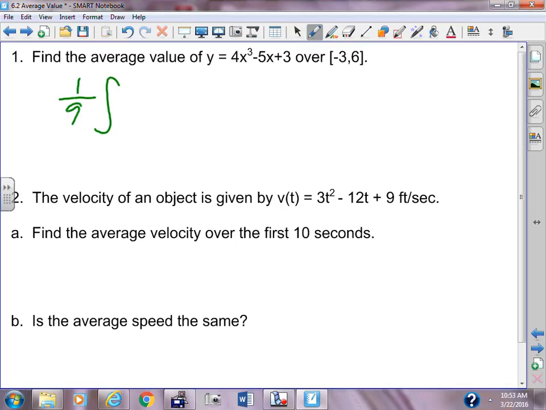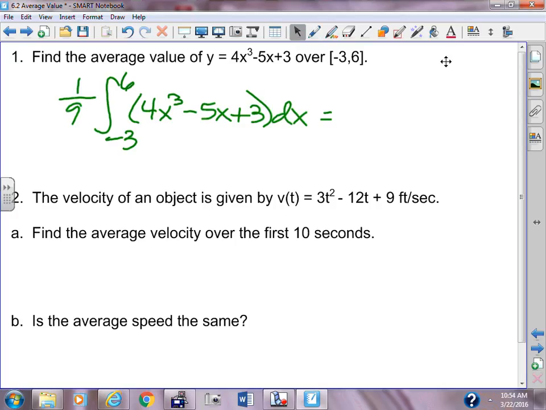And I need an integral. What is my lower bound? -3, and upper? 6. All right, now the function that I have sitting right here should be 4x cubed minus 5x plus 3. Very good. All right, and then technically there's a dx sitting out there because that was the independent variable that was used.